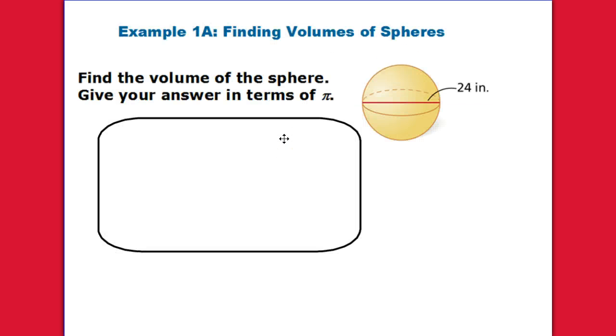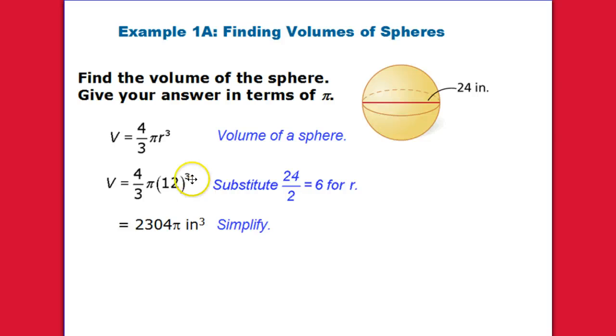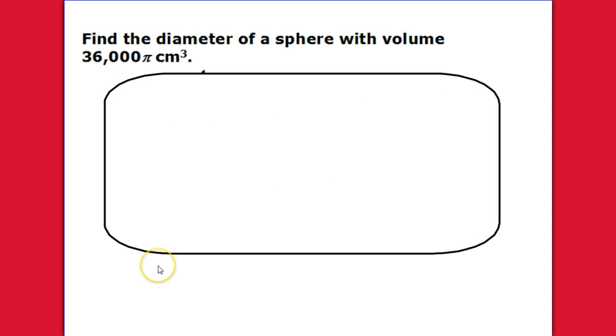So let's find the volume of a sphere. Start with your formula every time. Substitute your known values, and away you go. Pause your video, come back and check. So if we have a diameter of 24, we have a radius of 12. And the answer is left in terms of pi, rather than in a decimal answer.